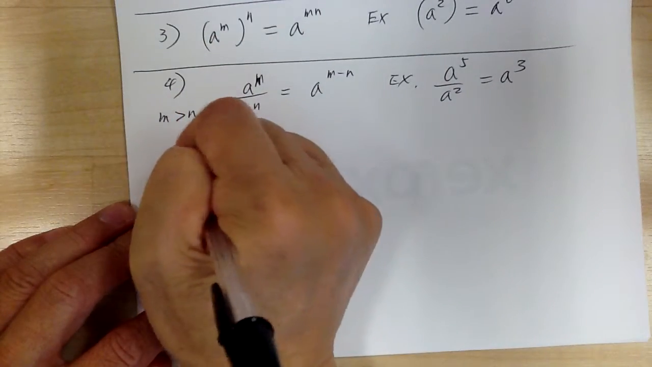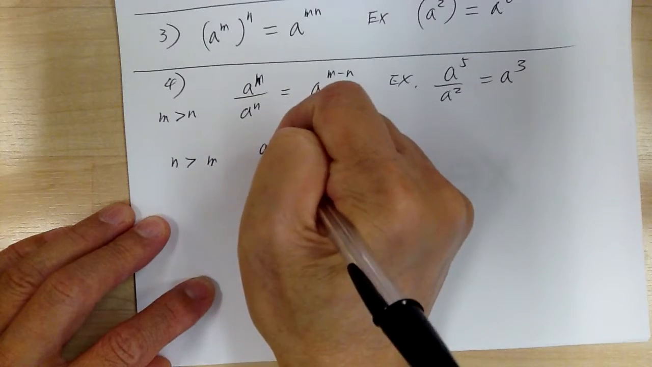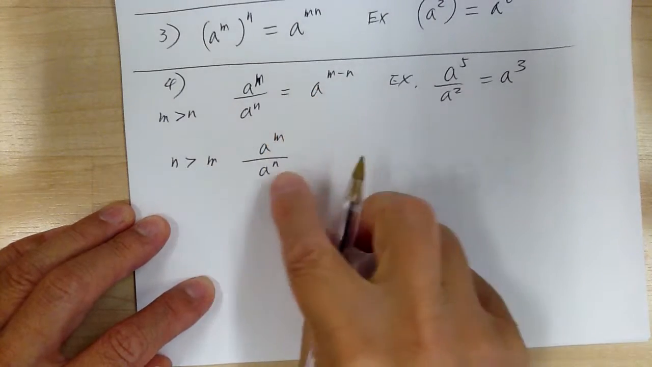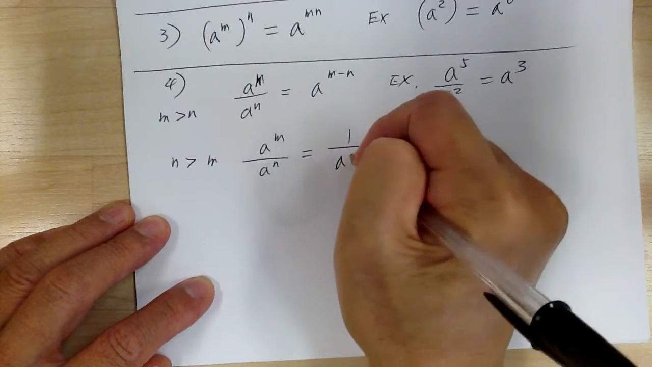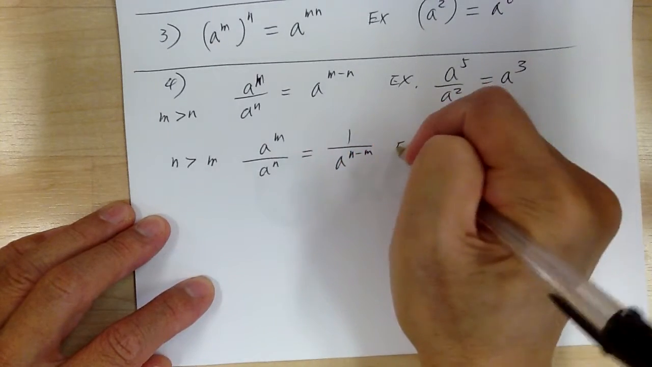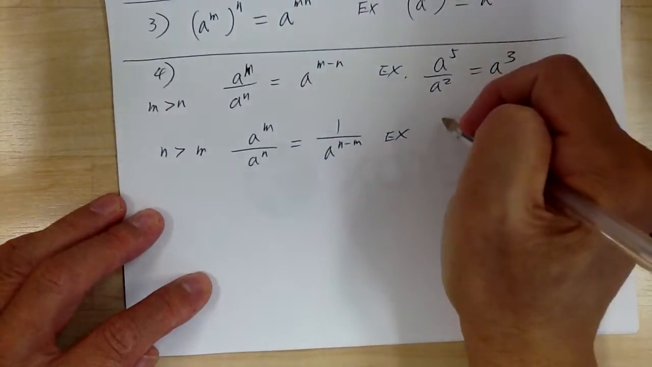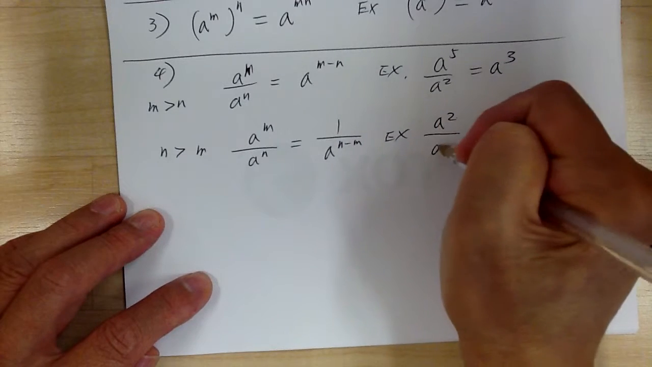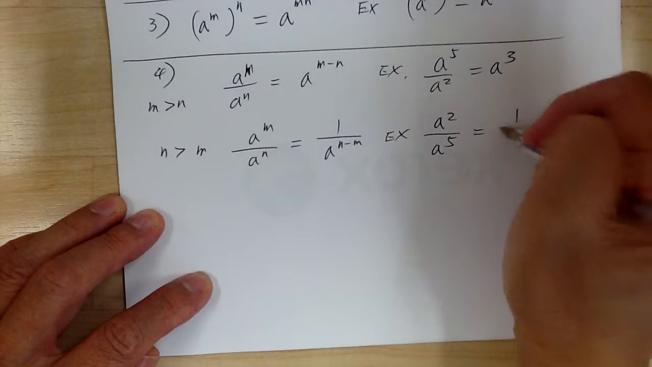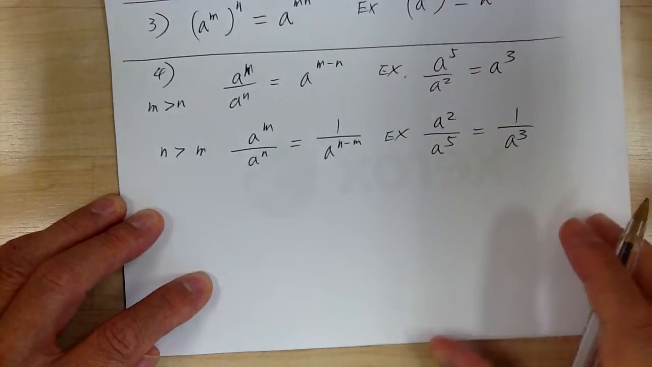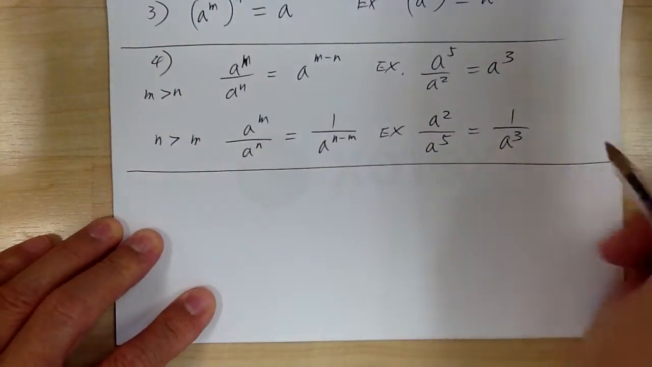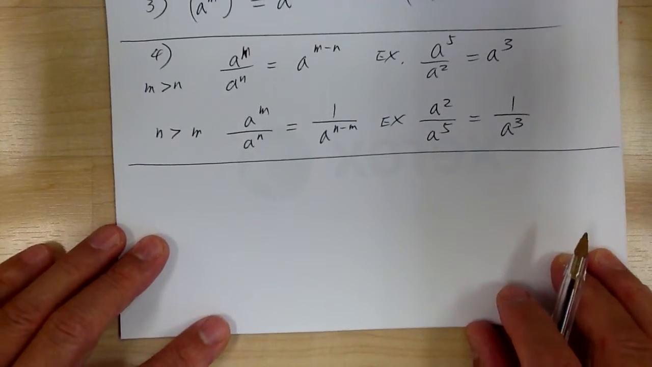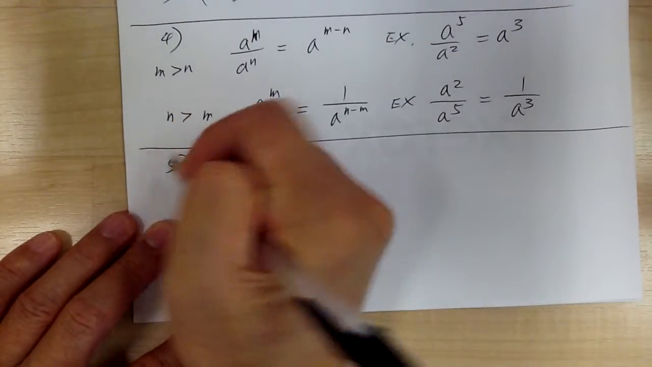Now if n is greater than m, so if the bottom is bigger, then this will equal 1 over a to the n minus m. An example would be a to the 2 over a to the 5, which equals 1 over a to the 3. Again, all of this is review. You should know this already, right? Again, very simple stuff.